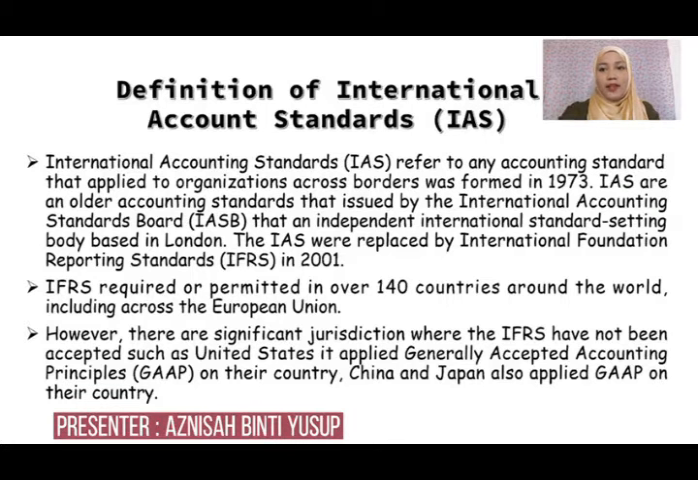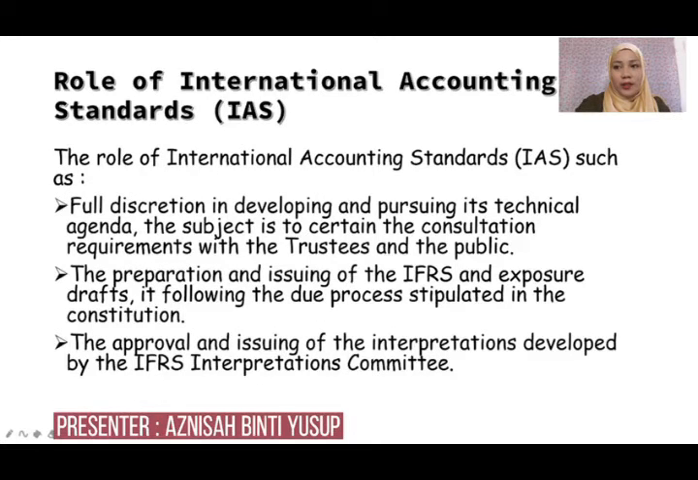International accounting standards refer to any accounting standard that applies to organizations across borders. The IAS were replaced by the International Financial Reporting Standards (IFRS) in 2001. The role of international accounting standards is, first, full discretion in developing and pursuing its technical agenda. Second is the preparation and issuing of the IFRS and exposure drafts. Third is the approval and issuing of the interpretations developed by the IFRS.